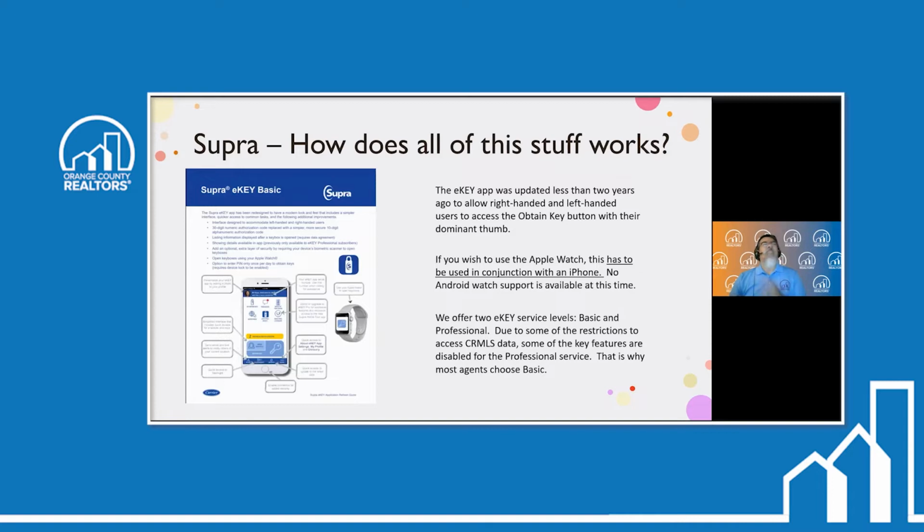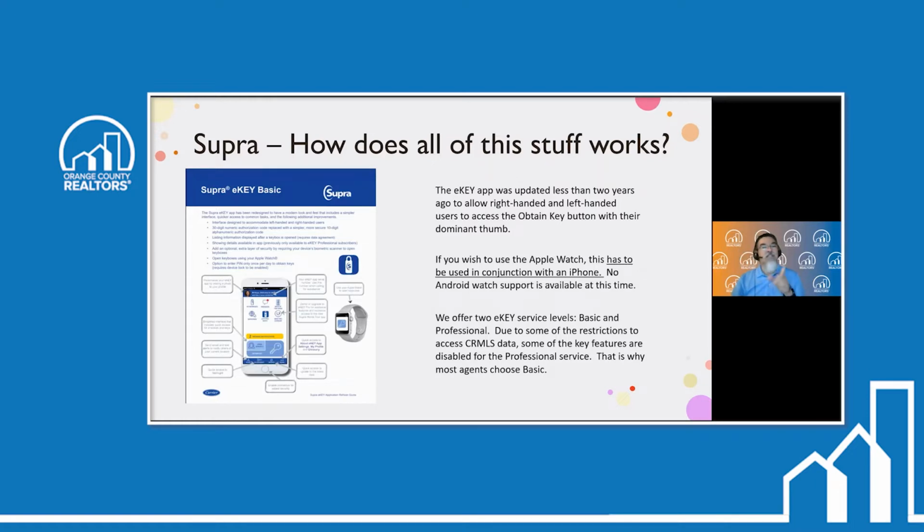So how does this work? So here is a kind of a layout of the Supra eKey application. So our icons, the biggest icon you're going to see on the bottom half of the screen is the obtain key feature. That's going to allow you to get the key out of the lockbox. Now, the reason why it's designed that way, it allows access for a right-hander or a left-hander to use their thumb to access it. It was designed much differently, and there were complaints about it, so they redesigned it this way to make it easier for the user.